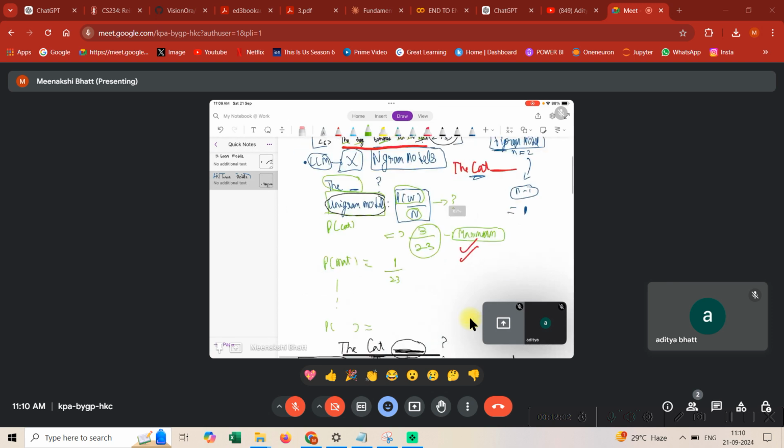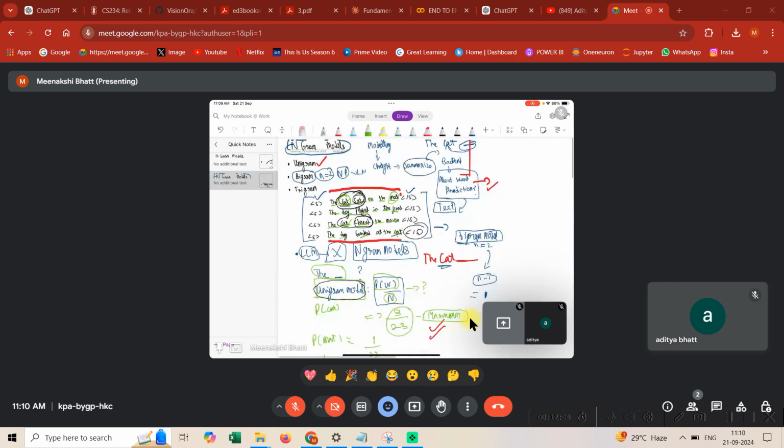So I think now, guys, it's clear. Try to revise this example and make notes of it, because essentially we are getting started with the problem of next word prediction, and this is an important problem statement that we need to cover, and slowly things will build up.